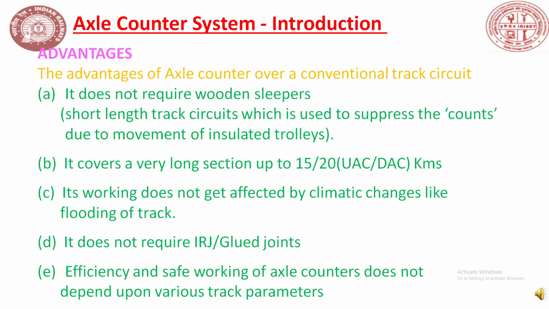Axle counter system introduction. Advantages. The advantages of axle counter over conventional track circuits: A. It does not require wooden sleepers, short length track circuits, which is used to suppress the counts due to movement of insulated trolleys. B. It covers a very long section, up to 15 to 20 kilometers.